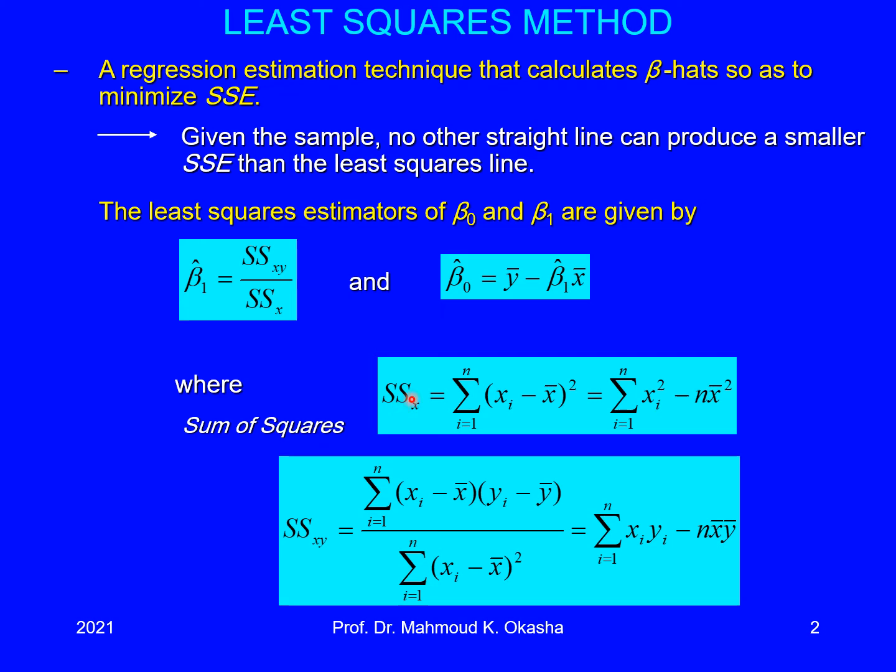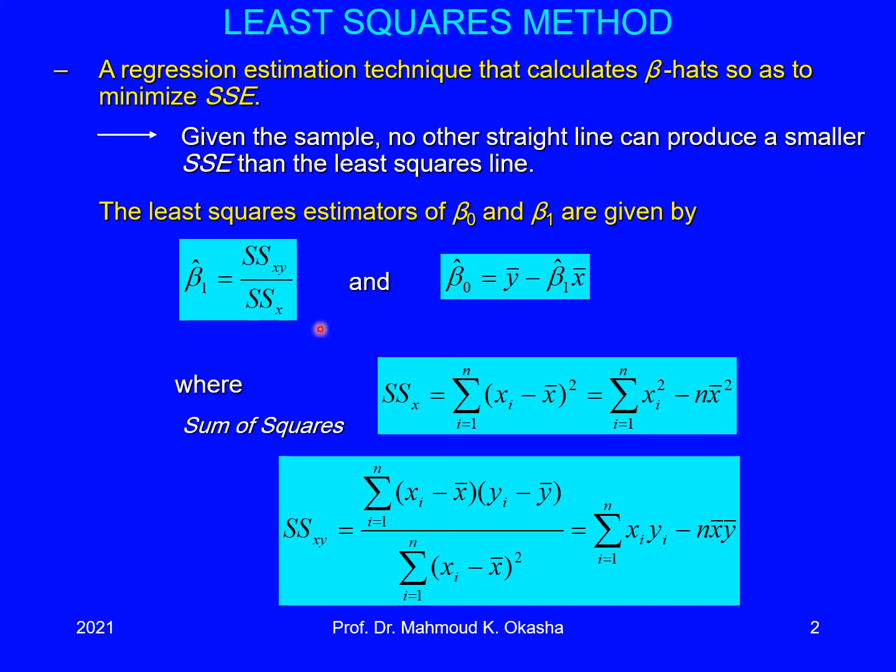So if we have these values which we need to calculate at the beginning, then we calculate beta 1 hat very easily. You divide this value over this value and we get beta 1 hat. Then beta naught hat is also easy to calculate, which is y bar minus beta 1 hat times x bar. As long as we have x bar and y bar, beta naught hat can be estimated very easily.